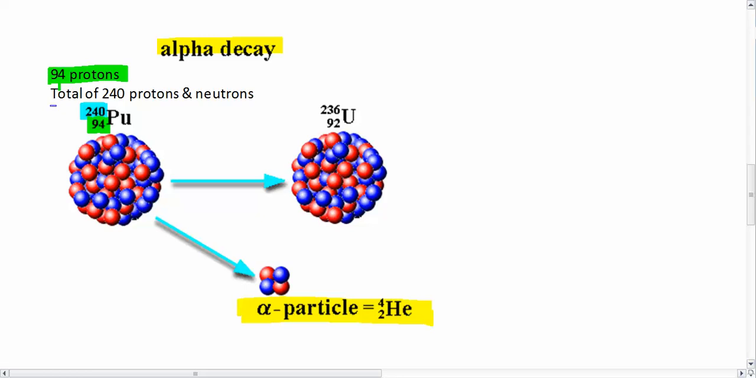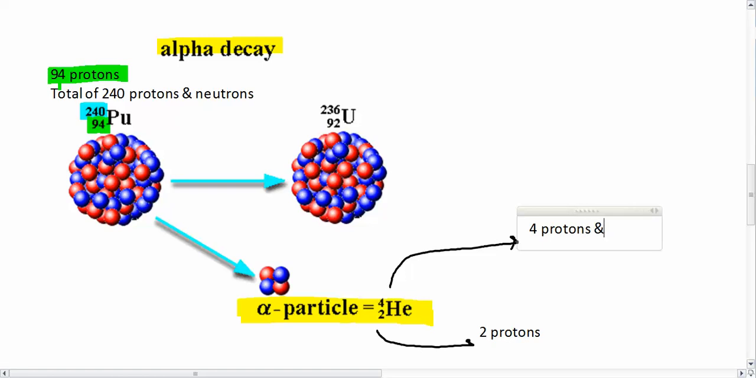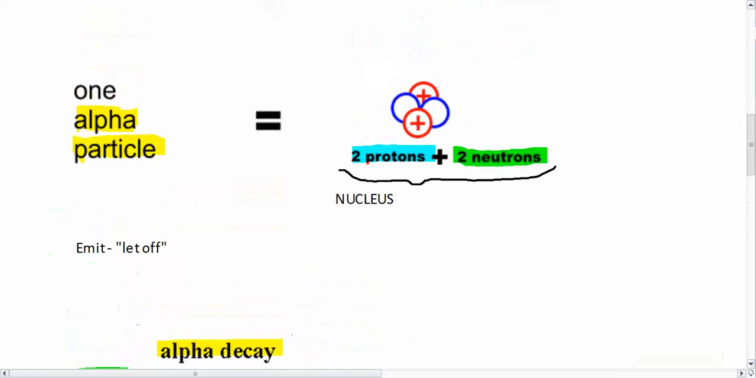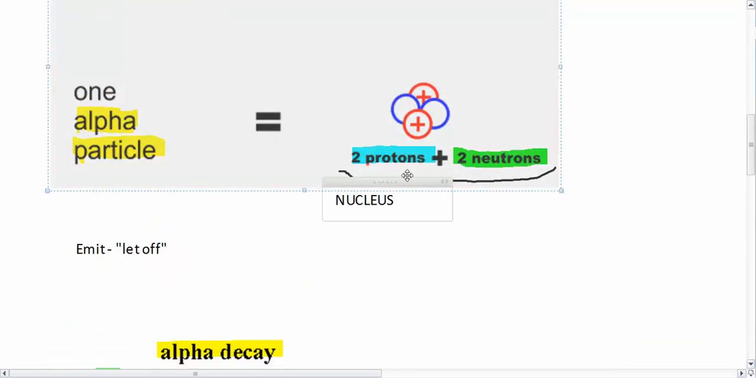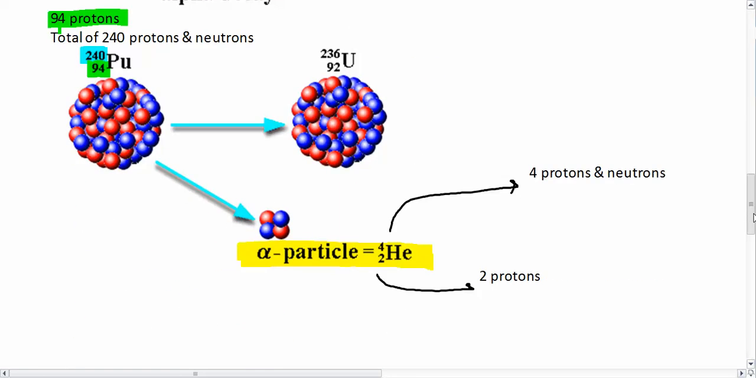So this is how I write an alpha particle. 2 on the bottom means that it has 2 protons. And the 4 on the top is just like up here. It's the mass number. It means that there are a total of 4 protons plus neutrons. So the total number of particles is 4, but the protons is 2. And that's just what we saw up here, right? 4 particles in total, 2 of them are protons.